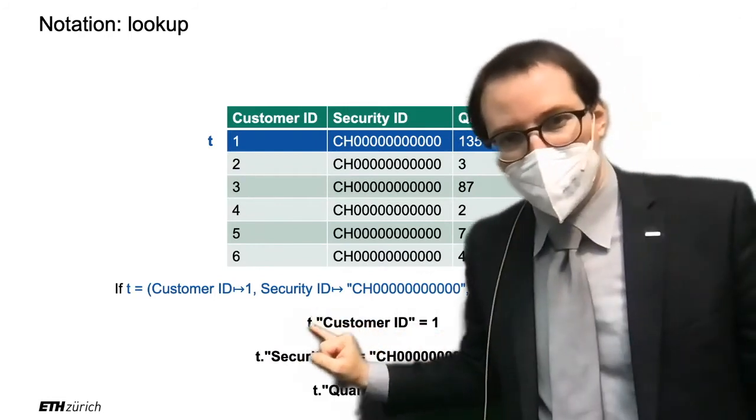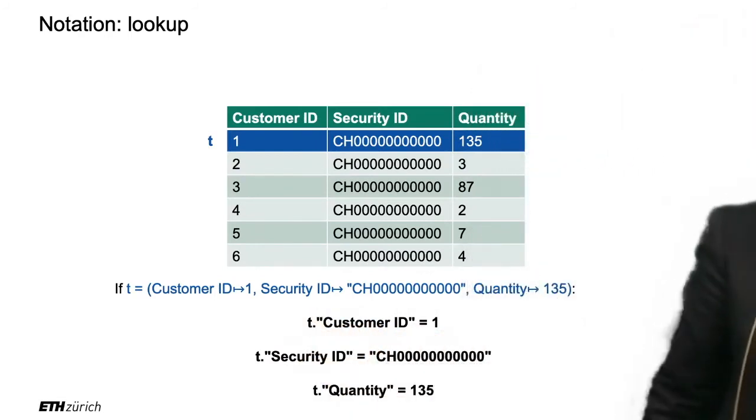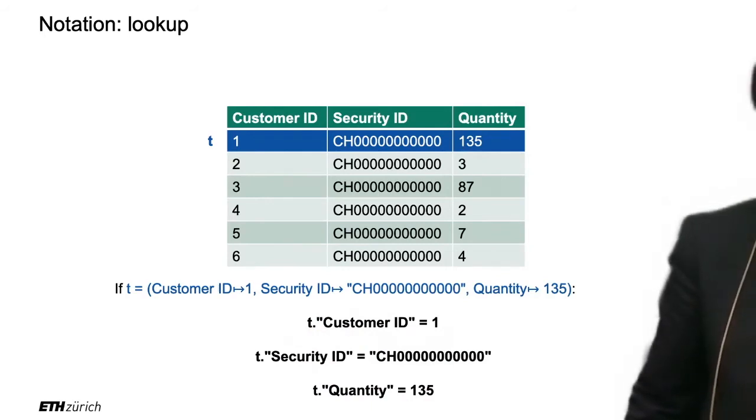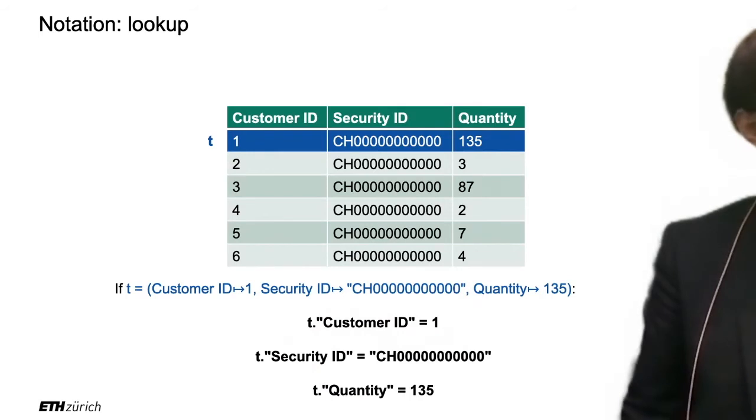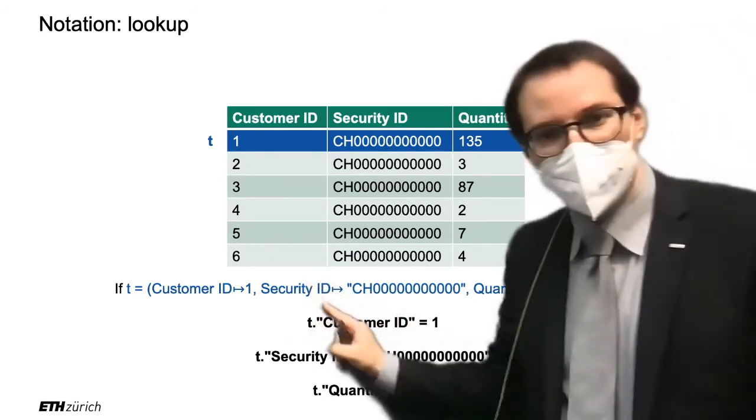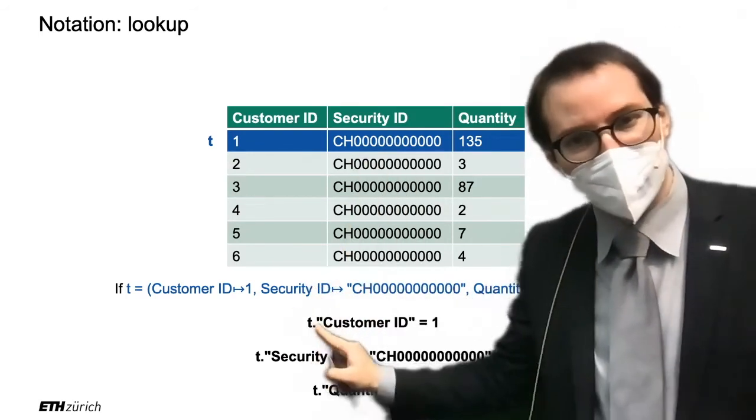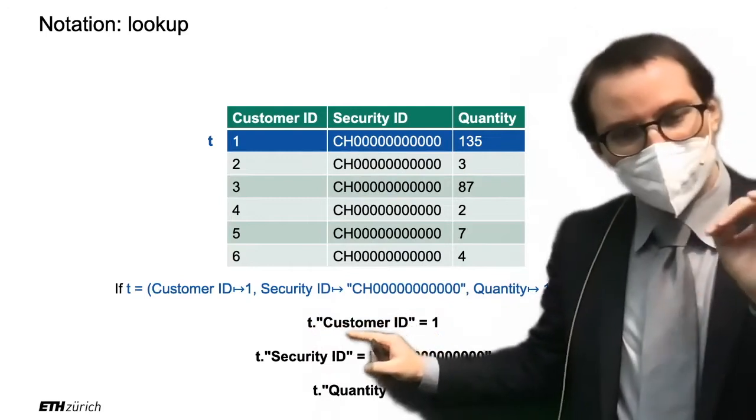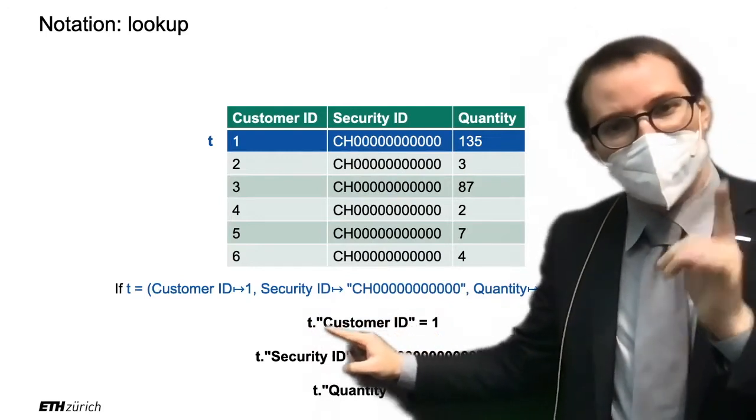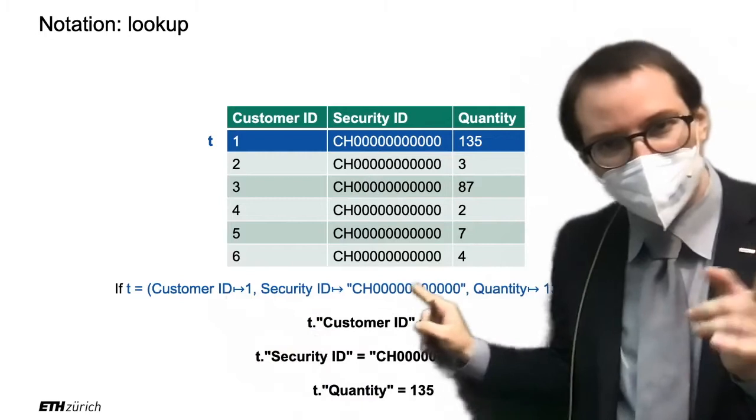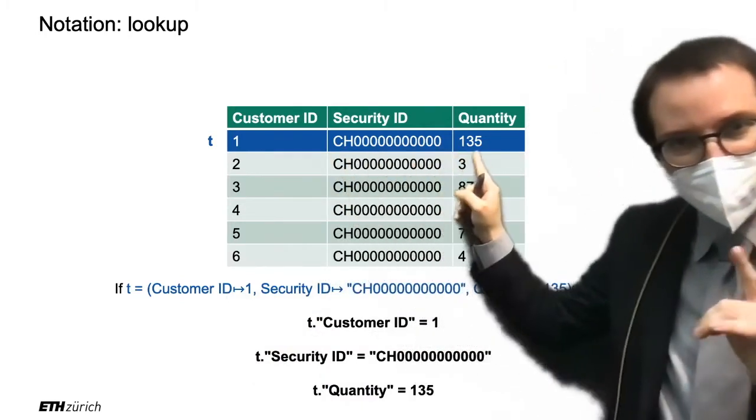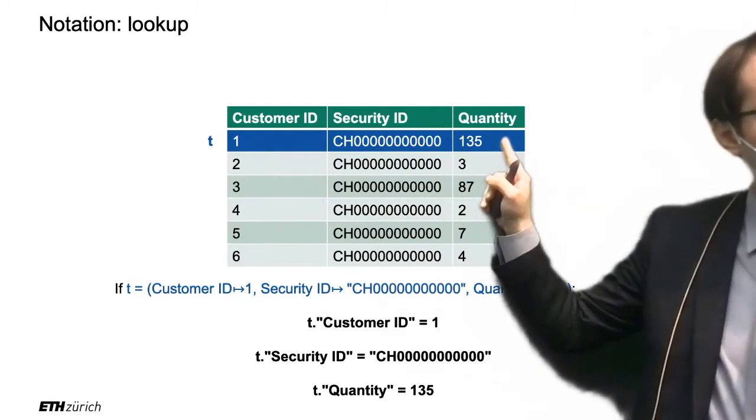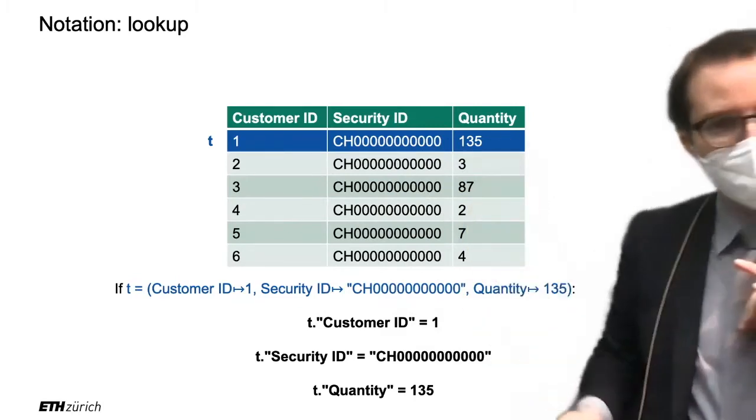Why do people like to use a dot? Because this is how you do it in Java, in Python, and so on, in JavaScript, right? In order to access a property of a tuple or a property of a dictionary. So this is the computer sciencey way of writing the subscript. But you see, what changed now is that we no longer say T1, T2, T3. We say T customer ID, T security ID, and T quantity. Okay, who is following? Awesome.